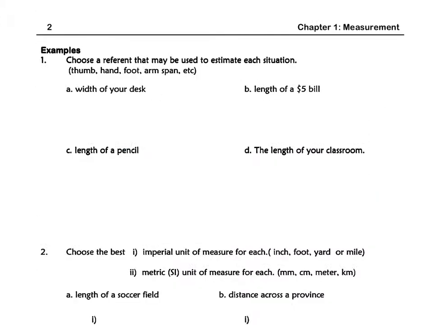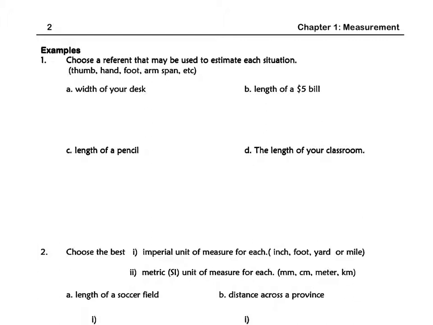All right. So if we're going to use a reference to look at these examples, now we're going to use a referent to estimate each of the following objects. We'd have to decide what referent we're going to use. You don't have to use the ones that are listed here, but if you have another referent you can use, you can certainly do that. But I think most people will know what a thumb and a hand and a foot and arm span are, so we'll probably stick to those.